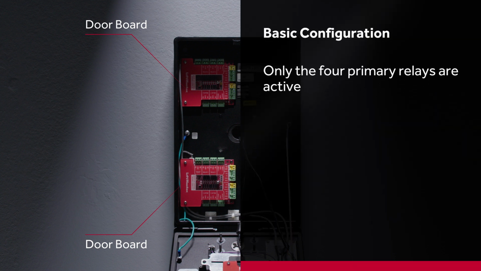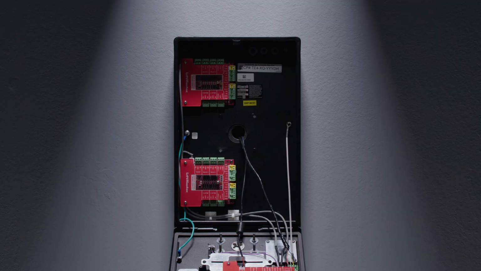In basic configuration mode, only the four primary relays are active. This means you can control a maximum of four devices. Wiegand connector 1 controls relay 1. Wiegand connector 2 controls relay 3. Wiegand 3 controls relay 5. And Wiegand 4 controls relay 7.